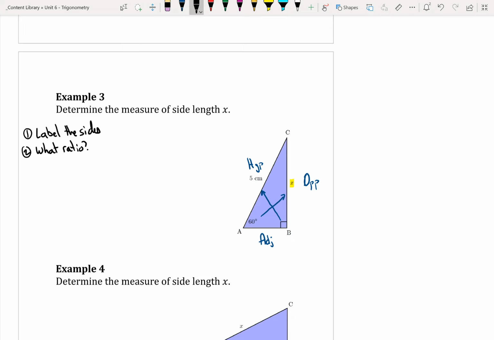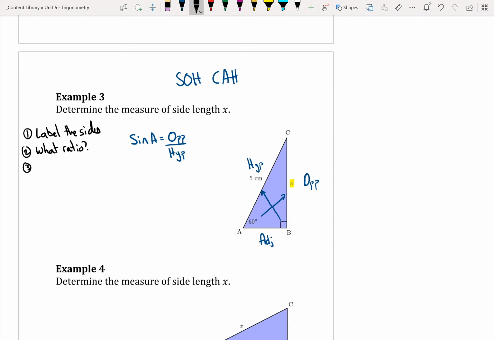So that tells us right there what formula or what ratio we have to use, because if we think back to the acronyms, and we only know 2 right now, SA and CA, if we have the O and the H, that means we're using sine. So I'm going to write out, after we figure out what ratio, we know we're doing sine of an angle is equal to the opposite side length divided by the hypotenuse.